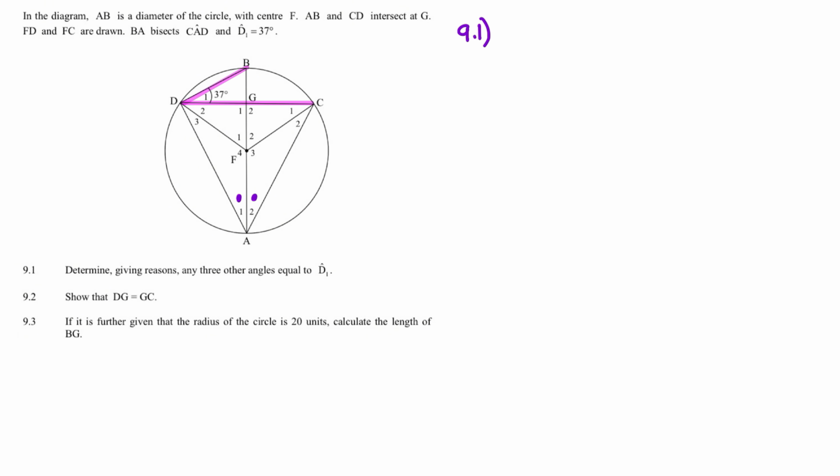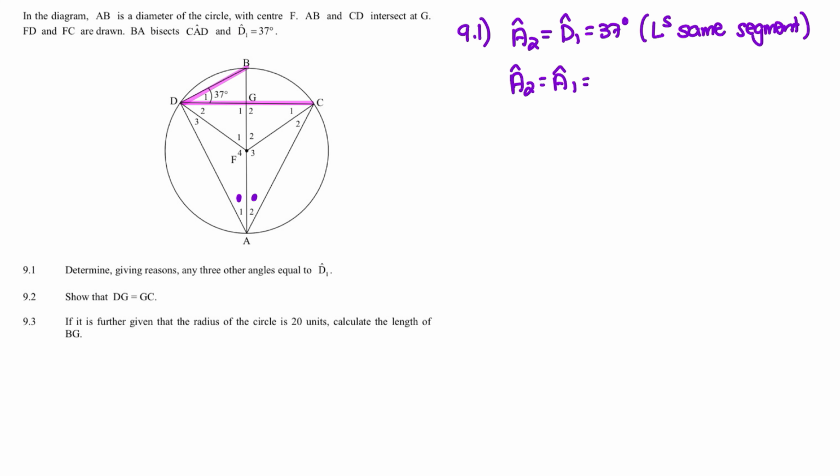So from our diagram, we can see that D1 is connected to the points of B and C, and that forms another angle at the circumference of A2. So we can say that A2 would be equal to D1, which is 37 degrees, and the reason is angles in the same segment. Then we can say that A2 is equal to A1, which is 37 degrees, and the reason would be given.